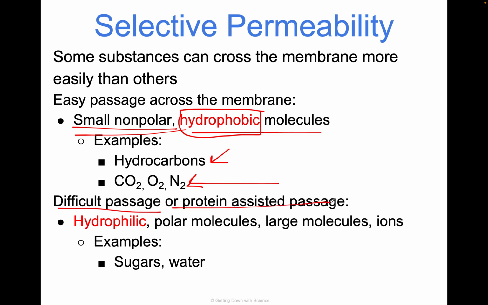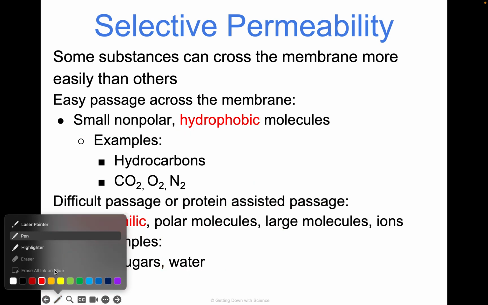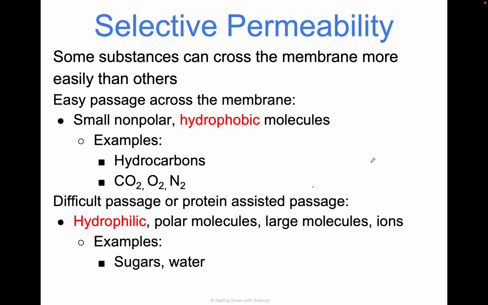Things that are difficult to pass through the membrane, or things that are assisted by one of those integral membrane proteins, are hydrophilic molecules, so loves water, polar molecules, large molecules, ions, kind of like the ragtag team of all of the other sort of molecules needed in the cell. Examples of this could be sugars. Remember, sugars are a huge molecule comparatively, and ironically enough, water. Water has to be able to pass through using a technique called osmosis that we're going to get into.